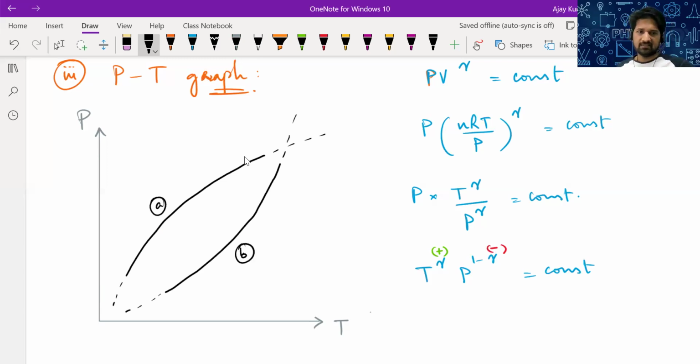You need to decide, okay, which is the correct representation. Can any of you tell me which graph will be appropriate? Should it be concave downwards or should it be concave upwards? Little bit of mathematics will be involved here. The pressure temperature graph of an adiabatic process.